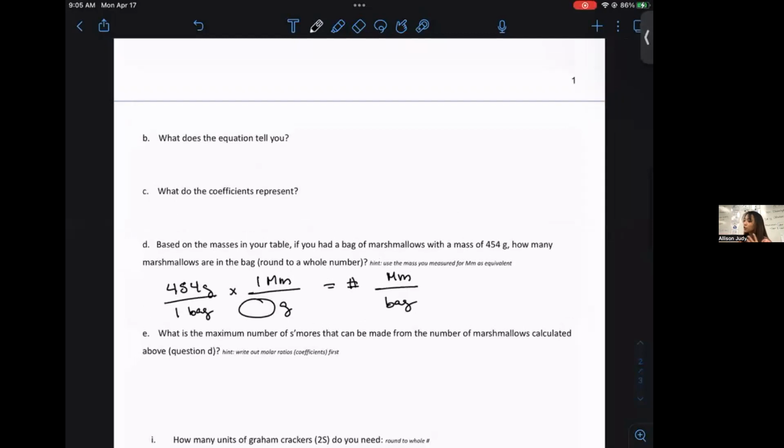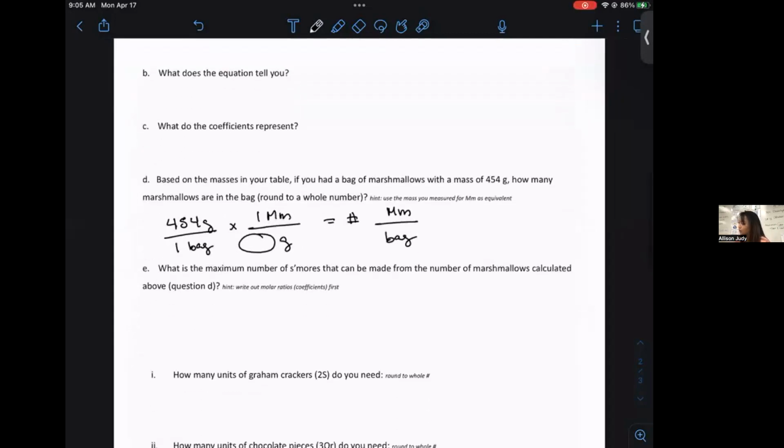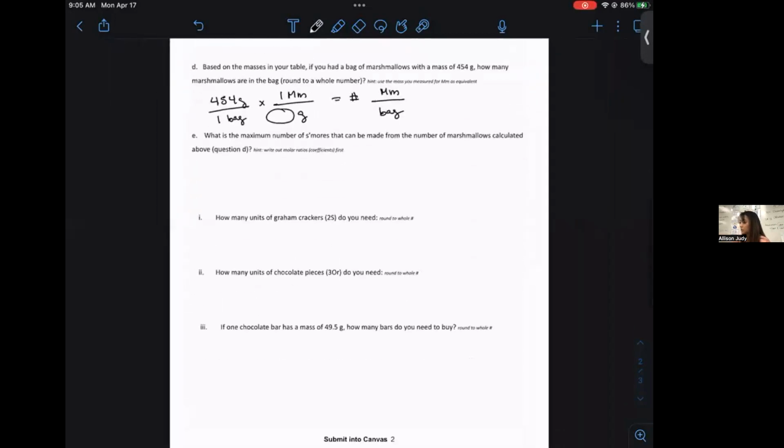So notice, I don't want you to just write 454 times divided by the amount of grams per marshmallow. Like you can do that in your head. I want you to show me with your math that you understand the process. And that means you're working with unit conversions, which means you should be writing everything pretty much as a fraction of some sort.